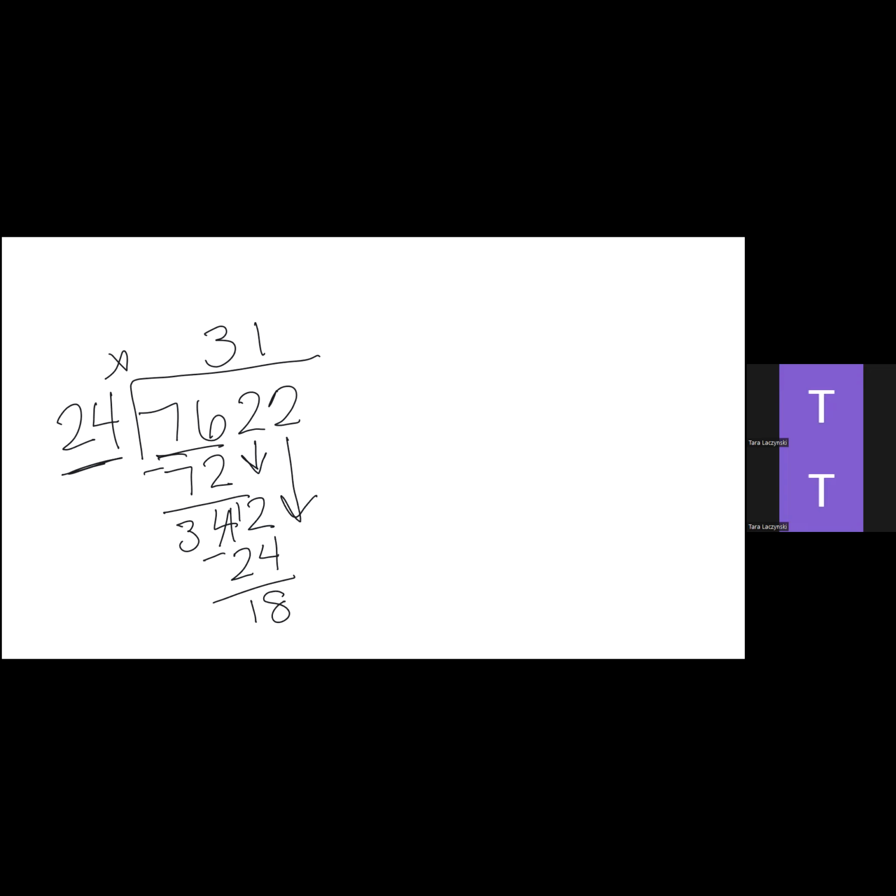Bringing down my 2. 24 goes into 182 7 times. 7 times 24 leaves me with 168. When I subtract this, I am left with 14. 14 is smaller than 24. There's nothing left to bring down, which means that I have a remainder of 14.